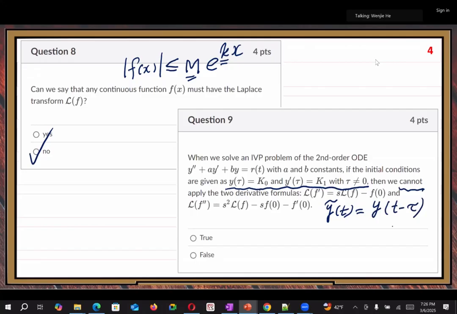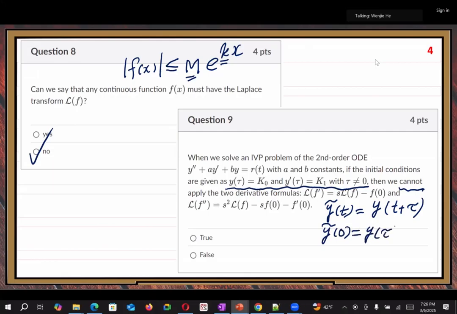Sorry, plus tau. Because in this way, y tilde of t at 0 point equals y of tau. So you shift to tau. But this value is given. That means the y tilde function at 0 point is given.